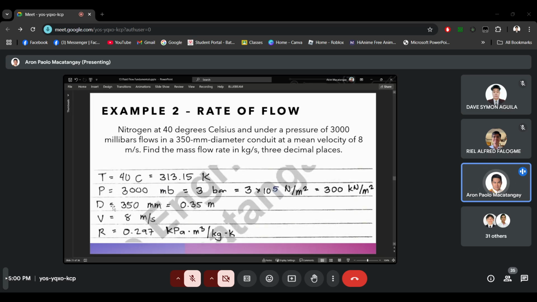So again, to iterate the given, I have already converted everything into their SI equivalents. The 40 degrees Celsius is equivalent to 313.15 kelvins. The 3000 millibar is 3 bars, which is equal to 300 kilonewton per meter squared or 300 kilopascals or 300,000 pascals. Our diameter is 0.35 meters, velocity is 8 meters per second, and our gas constant is 0.297 kilopascals meter cube per kilogram Kelvin. So would anyone want to help discuss the next steps?